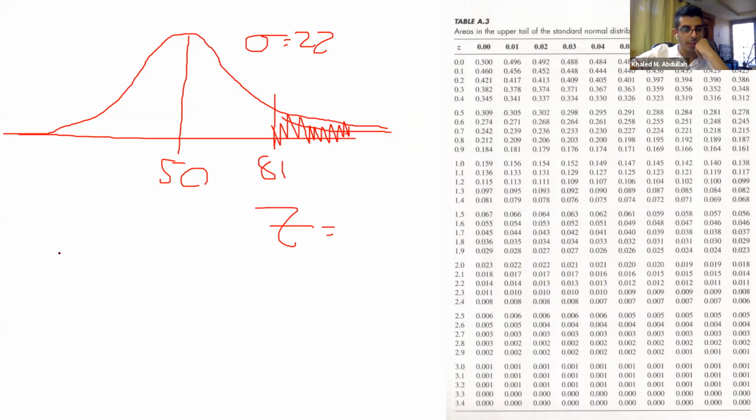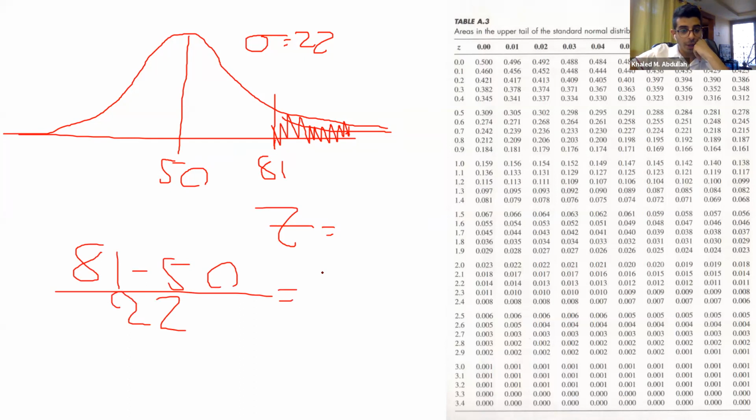All right. So if all of you did 81 minus 50 over 22, you're all right. You'll get 1.409. I saw some people say 1.49. Careful. Don't make that mistake in the exam. 1.409. Right. So now this is our z. I just want to round it up because I don't like this. So 1.41. Can we all agree on 1.41?